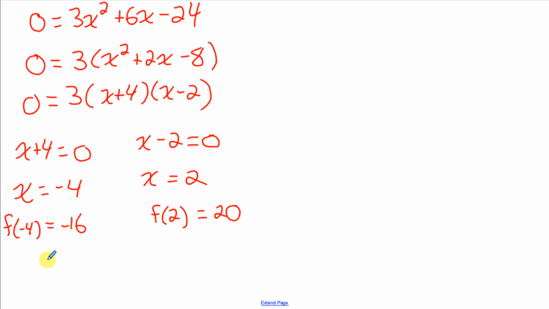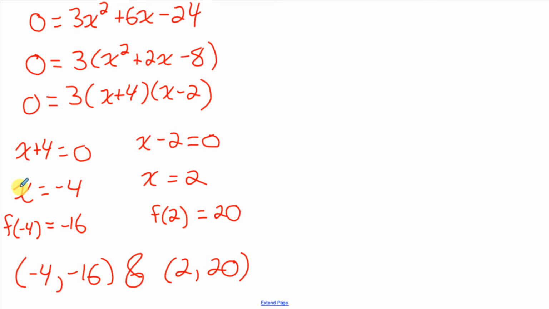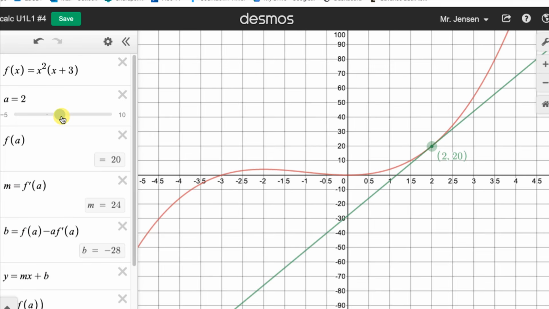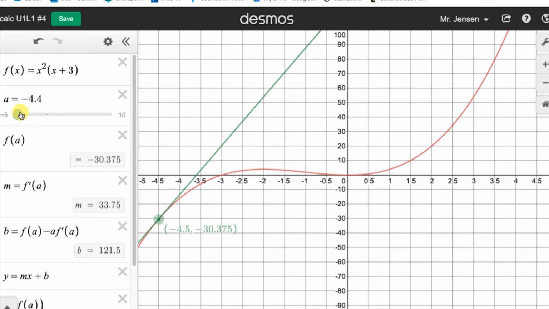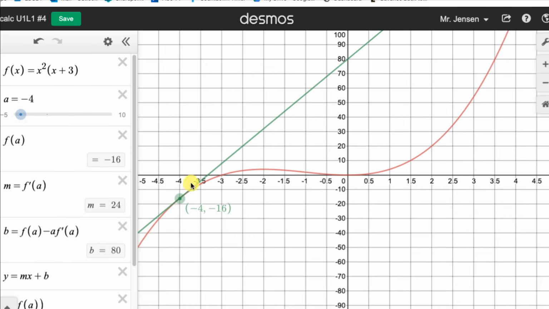So my points, where the slope of the tangent is 24, would be the points -4, -16, and 2, 20. And if we look back at our Desmos graph, at 2, 20, yes, the slope of the tangent is 24. And where else was it? -4. There we go, -4, -16. The slope of the tangent is also 24. So we found them.